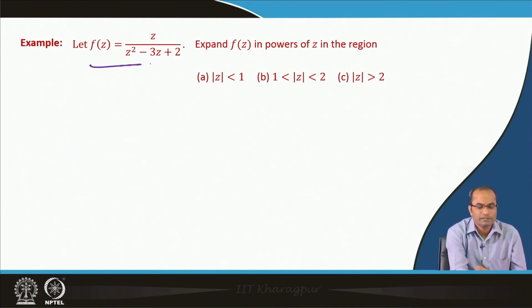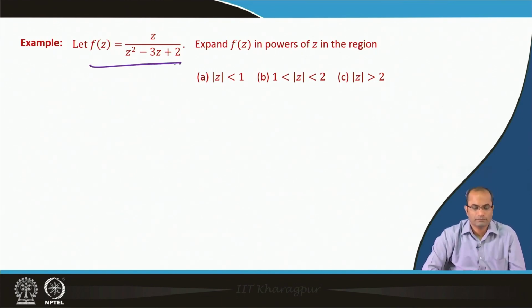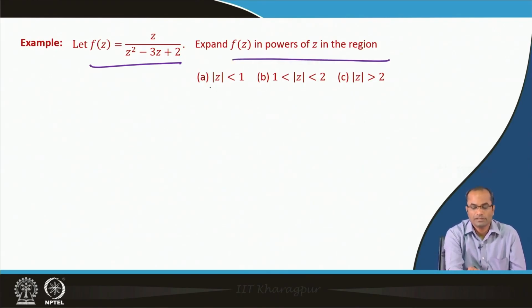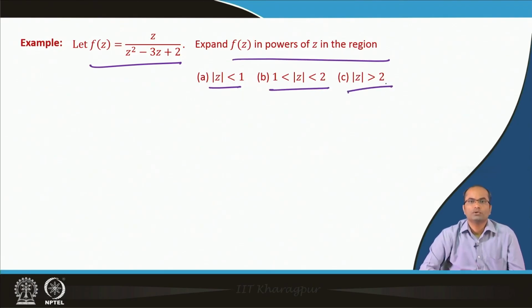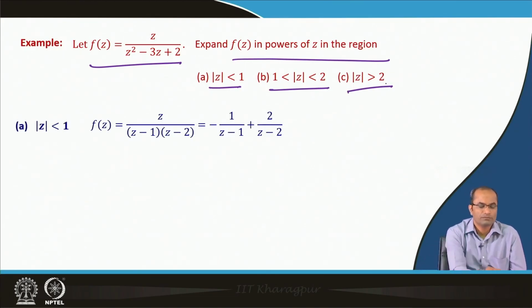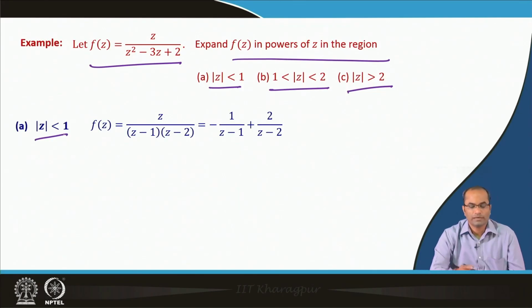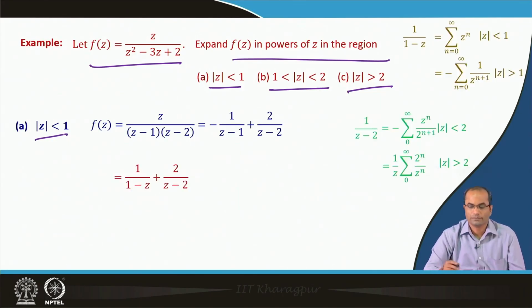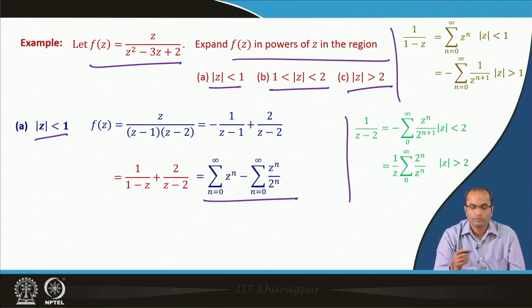For instance, if we consider this expansion for this function, again in the region mod z less than 1, in the annulus, and greater than 2, it is exactly similar to the previous examples we have done. So, for less than 1 we have to break it, and then with these two expansions which we have already seen, we can write down the series expansion.